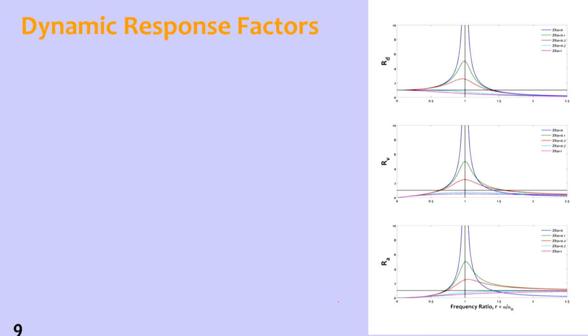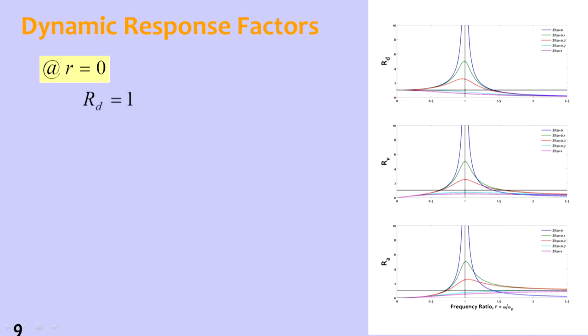Now if we look at all three at a time, these graphs look quite similar, but when we observe closely, we will find the differences. At r equal to 0, which means a slowly varying force or static force at this location, what is happening to Rd, Rv and Ra? Let us look at that.